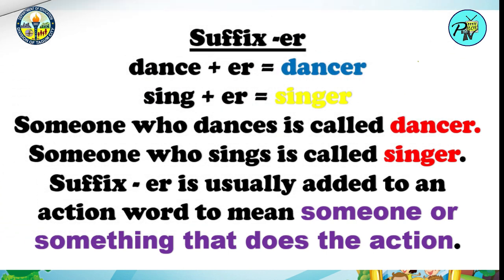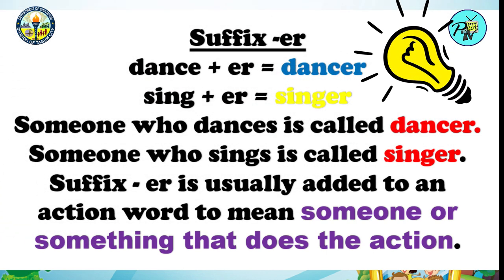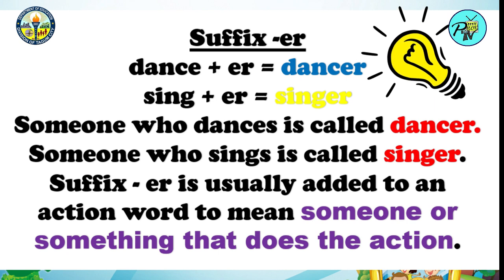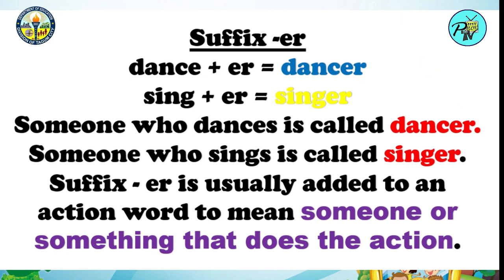Suffix er. Dance plus er is dancer. Sing plus er is singer. Someone who dances is called a dancer. Someone who sings is called a singer. Suffix er is usually added to an action word to mean someone or something that does the action. To make everything clear, remember these three on page 11.